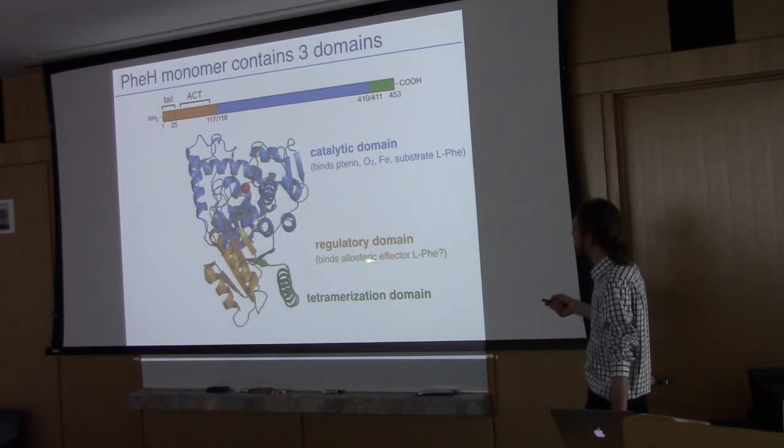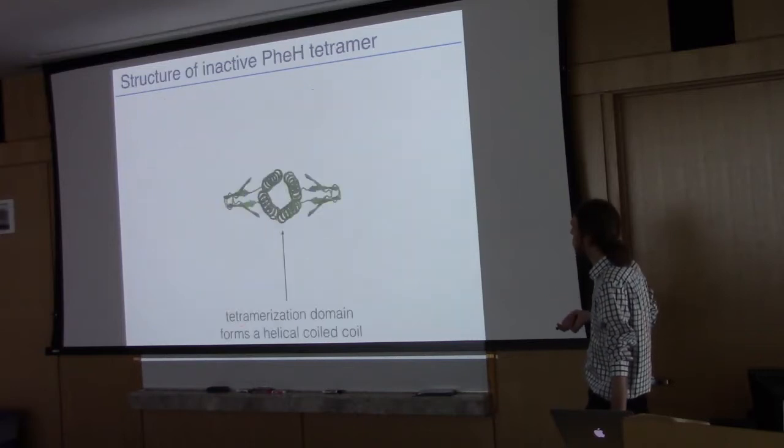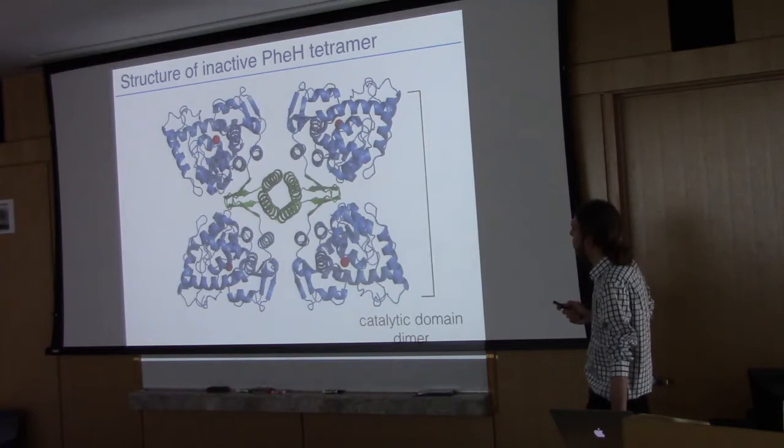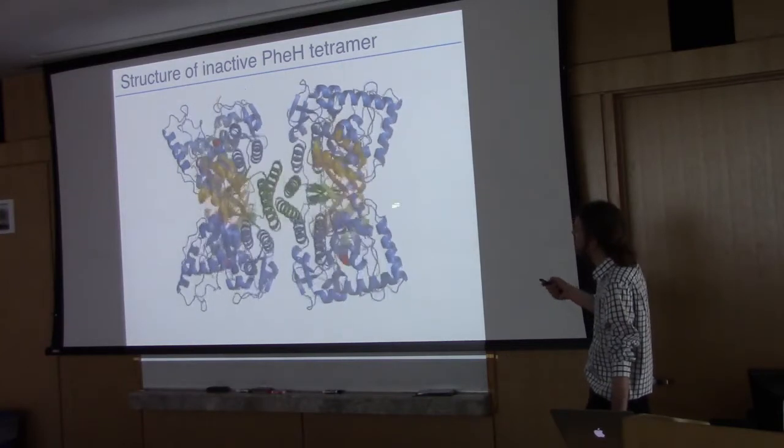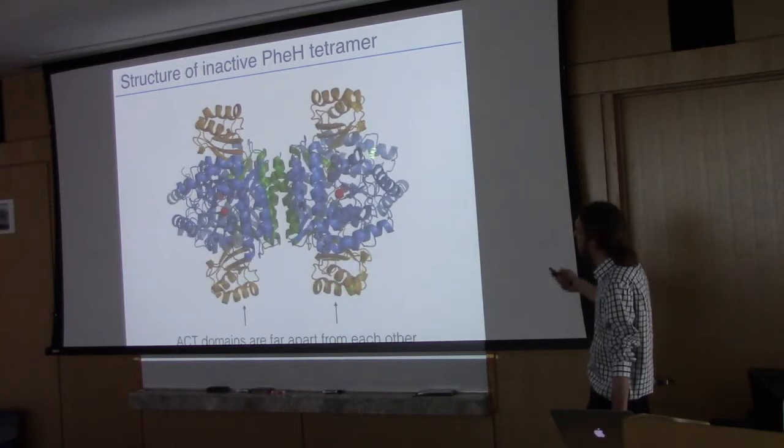So this catalytic domain was known to bind pterin, which is a cofactor, oxygen, molecular iron, and the substrate phenylalanine. And the regulatory domain was thought to bind phenylalanine, although there's different evidence for this. So the actual pH is a tetramer, and the tetramerization domain forms a coiled coil. The catalytic domains are arranged around the outside, and the regulatory domains sit on the top and the bottom at the interface between the catalytic domain dimers.